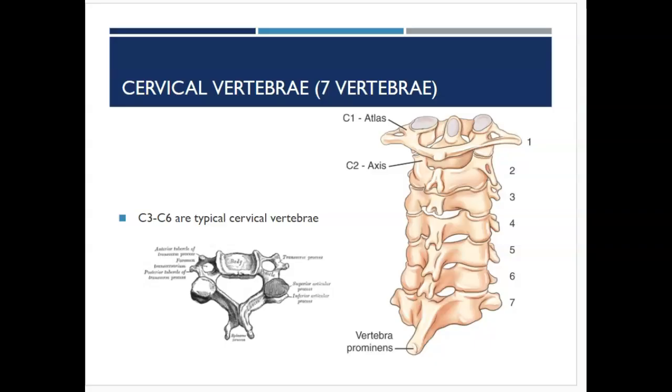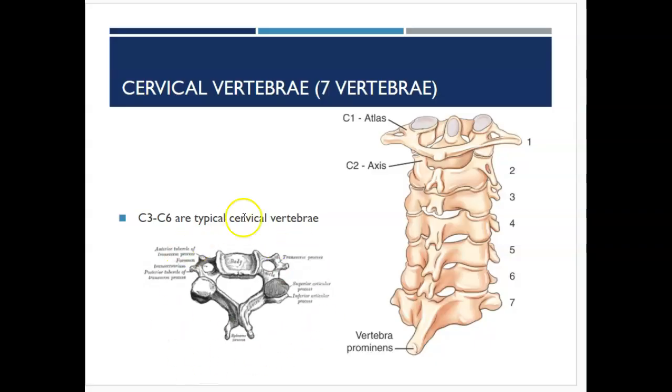So moving on to the cervical vertebrae, again we have 7 total. C3 to C6 are going to be our typical cervical vertebrae, and they're going to look something like this right here. We will talk about C1 and C2 and then C7 separately.